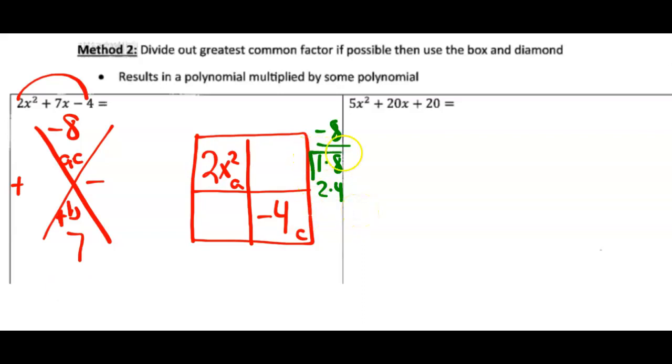But 1 and 8, since I'm subtracting here, I have two different signs, is going to get to 7. Remember I said my bigger number, because this is positive, needs to be the positive. So my 8 is positive, and my 1 is negative. Now, 8 minus 1, does that get 7? Sure does.